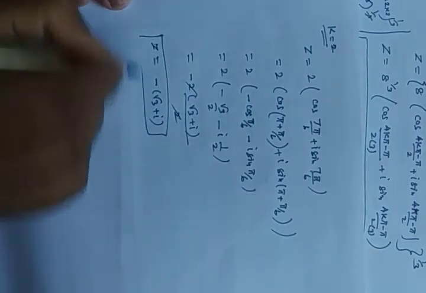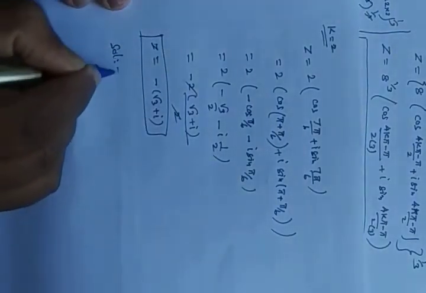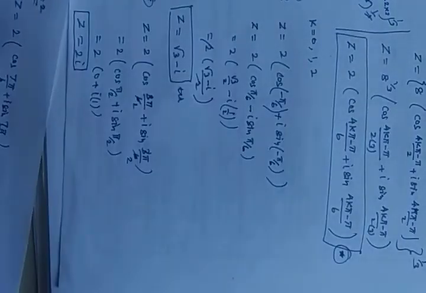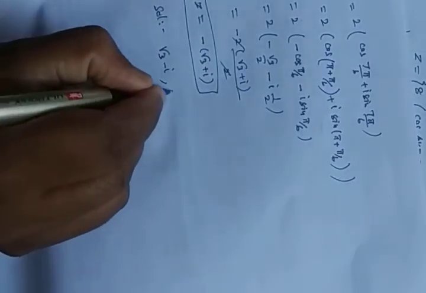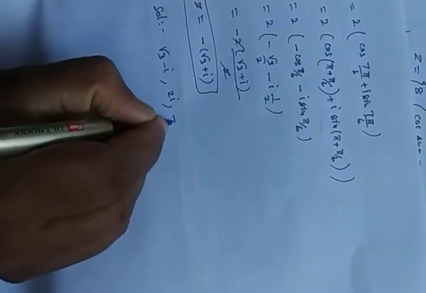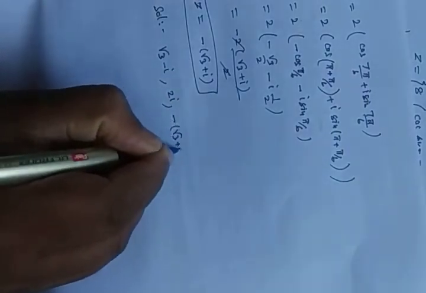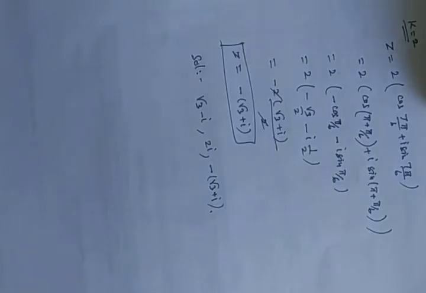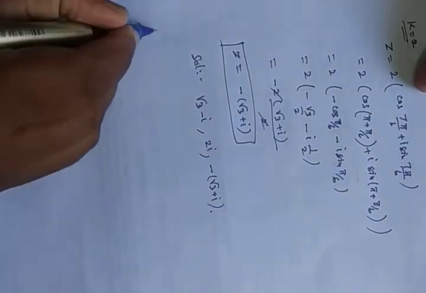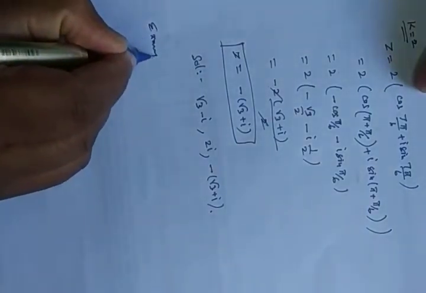So the solutions we can write are: the first solution is root 3 plus I, the next one is 2I, and the next is minus root 3 minus I. This is the solution for this equation. Is that clear?